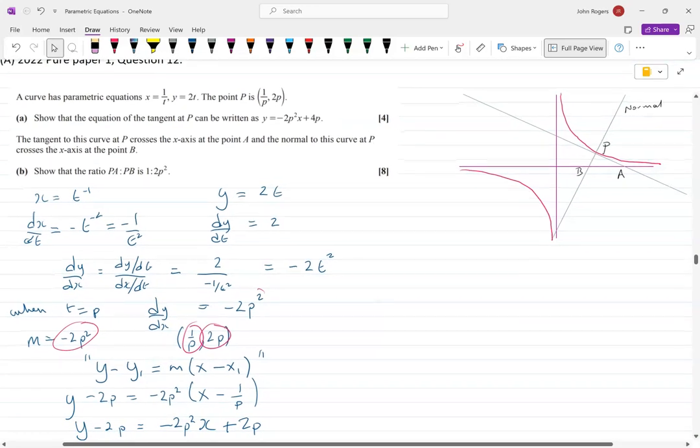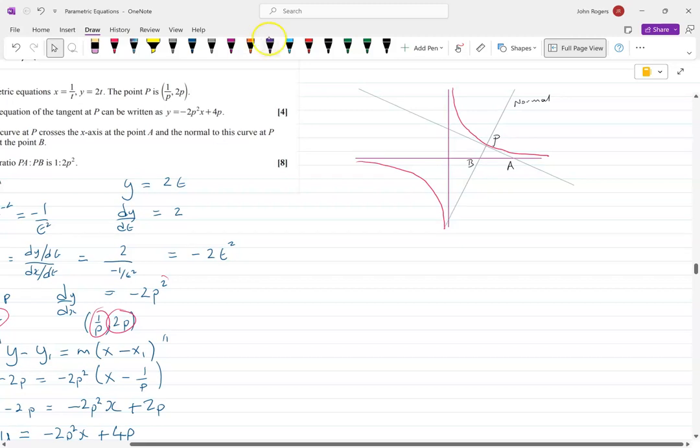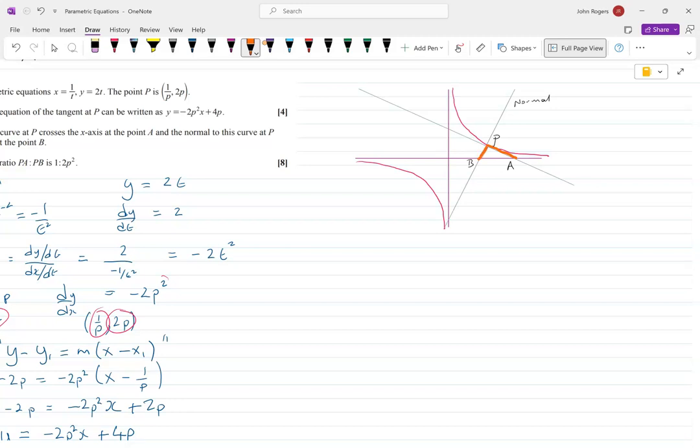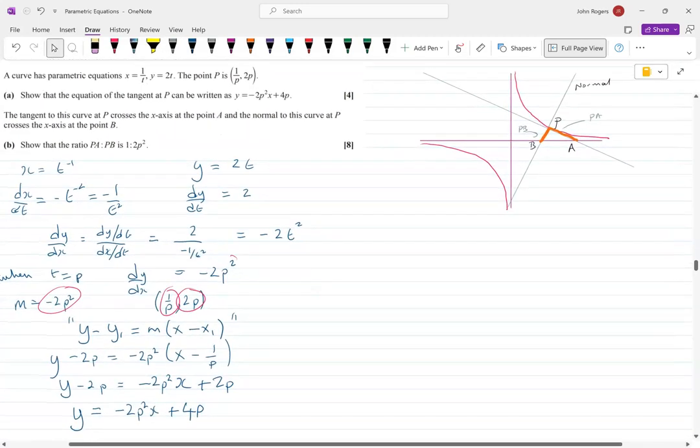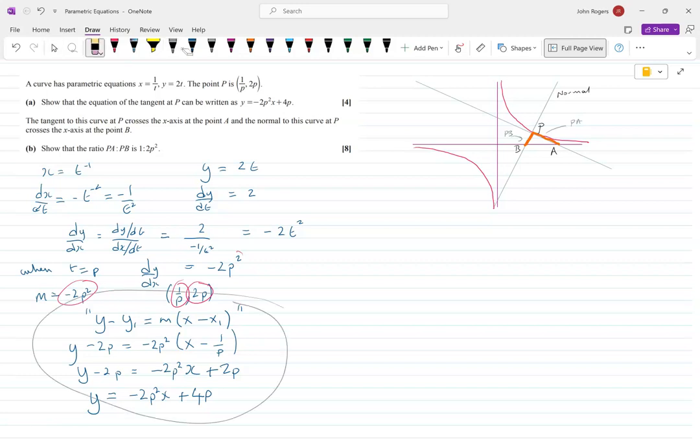And what they want us to show is that the ratio of the sides PA, so that length there, that's PA, and this is PB, is in the ratio 1 to 2p squared. So that's what we're doing, but how are we going to go about it? Well, what we need to do is find the equation of the normal, in much the same way as we find the equation of the tangent here. So get that and we'll get started.